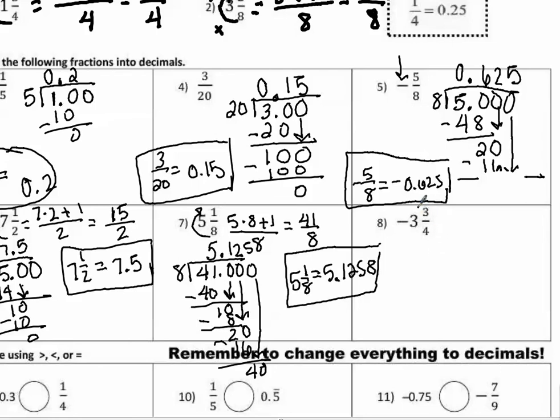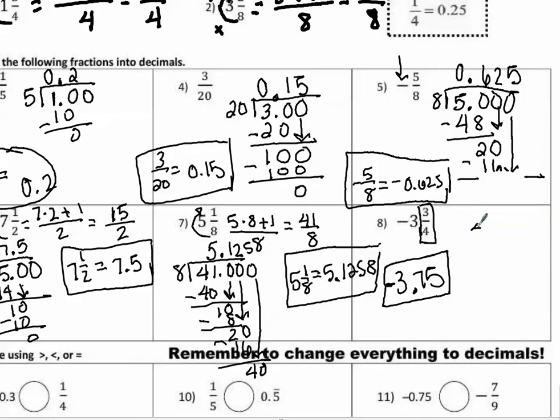Look at number 8. When you see 3/4, you need to think of money. For example, 1/4 you know is 25 cents or 0.25. If you have 3 out of 4, you have 75 cents. So right now you have $3.75, and you have your negative sign that needs to go out front. So that's your answer for number 8.